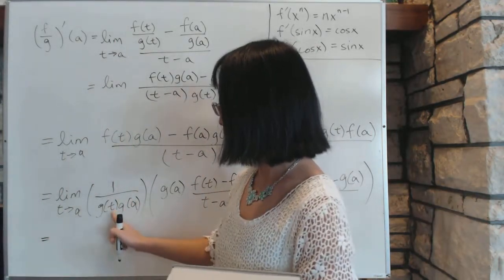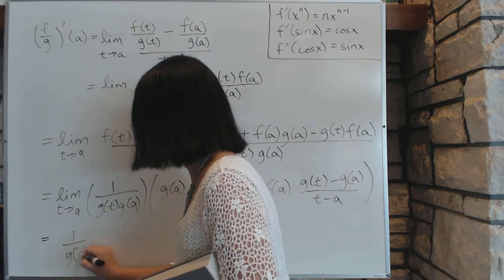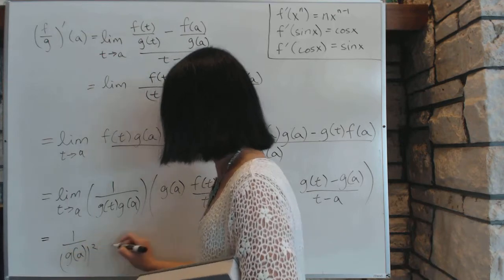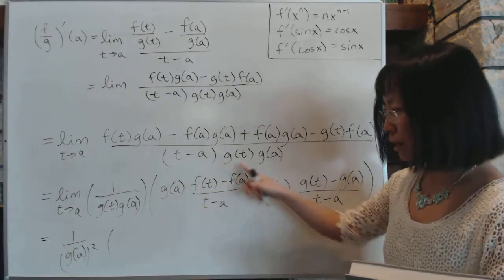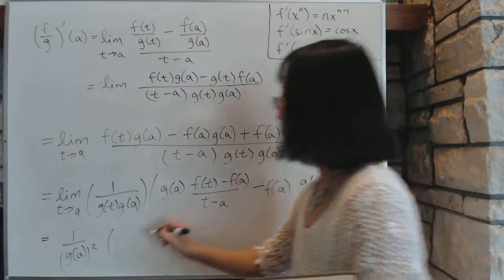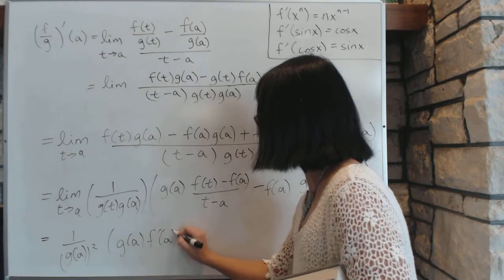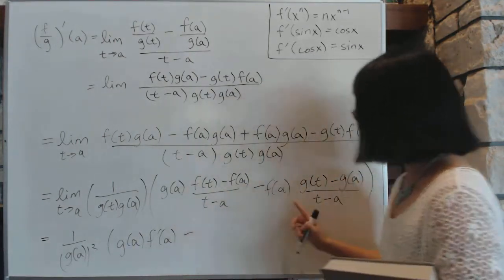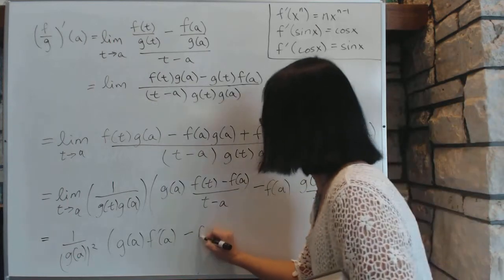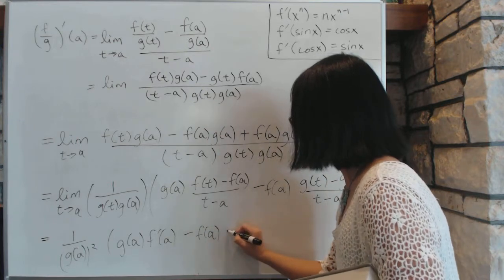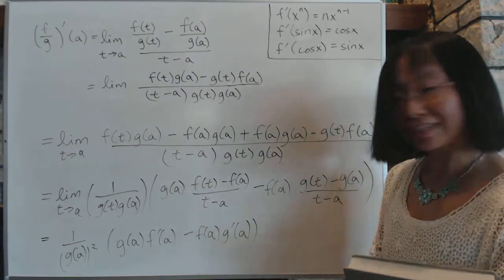As we take the limit as t approaches a, this is just g(a). So we have two g(a)s, so g(a) squared over here. And over here we have g(a) times f prime at a, the definition of the derivative, minus this thing, which is very similar: f(a) times g prime of a, by definition as you take the limit. And that is actually called the quotient rule.